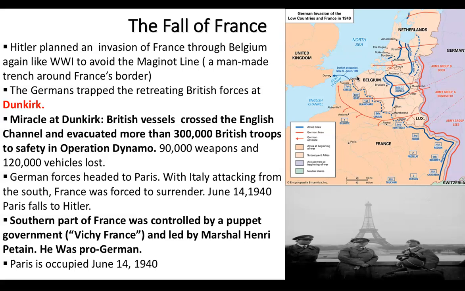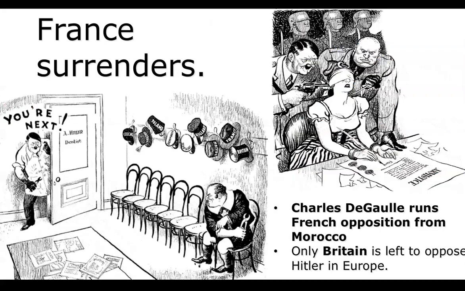The true leader of France is Charles de Gaulle, and he goes all the way to Morocco in Africa, and he flees there for safety and for protection, and he leads a resistance movement there.